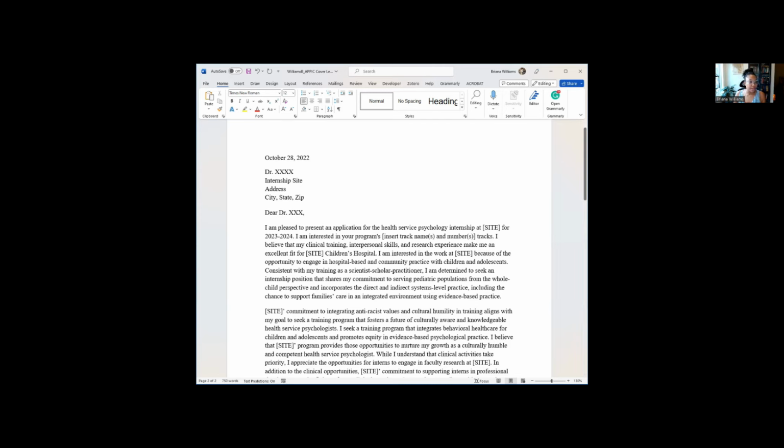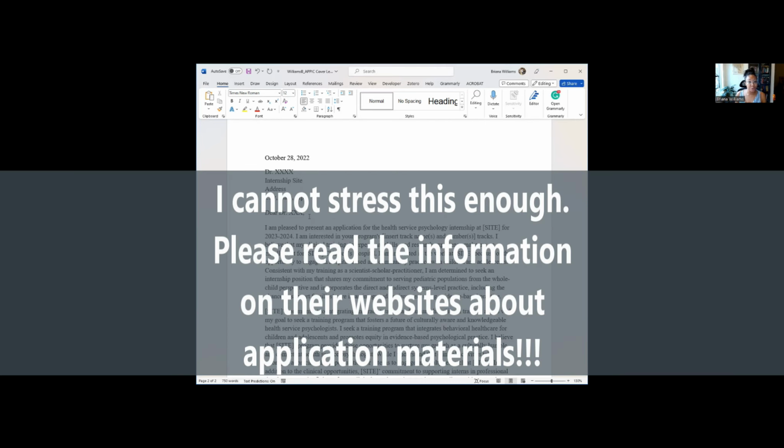I just started out with the date and all their information. Dear Dr. Whoever. Some of them will say, please address it to this specific person. Some will say address it to the internship selection committee. Make sure you're reading their website, because you want to show that you can do your research, that you can read, and that you follow instructions. That is also part of the cover letter experience that a lot of people will tell you about, but they won't spend too much time on. So make sure you can show them that you can read.